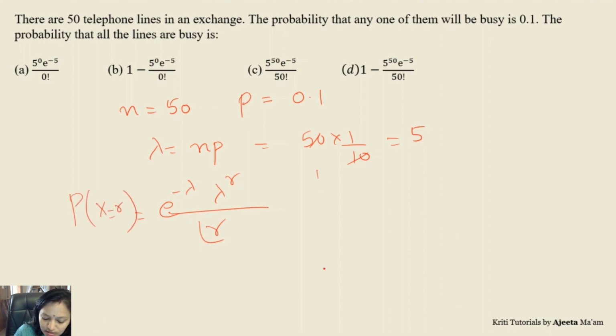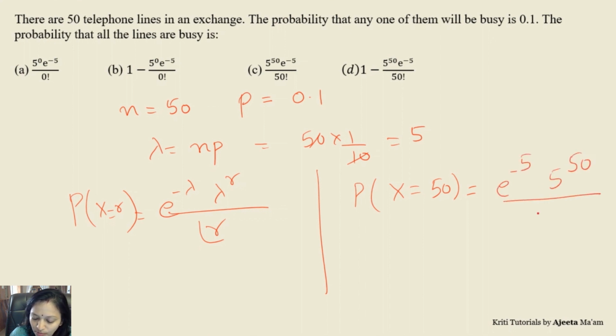So here we are concerned with all the lines being busy. All the lines means your r will be equal to n. So P of x is equal to 50 हो जाएगा, correct? Total how many lines are there? 50. So what do you get here? e raised to minus 5, 5 raised to 50 upon 50 factorial. And which option does it match? It matches option C. So that's your correct answer. So it's a simple question based on Poisson distribution.